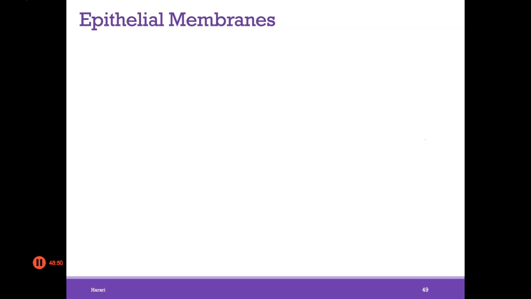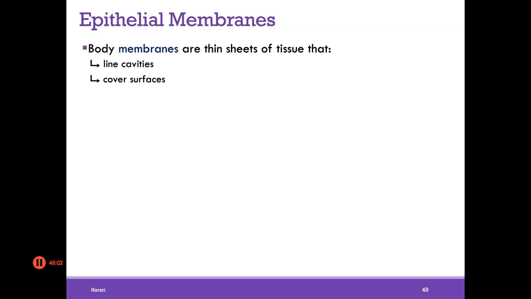So now let's talk about epithelial membranes. Body membranes are thin sheets of tissue that line body cavities, that can cover the surfaces of organs, and can separate tissues. Right, so body membranes line cavities, cover surfaces, or separate tissues from one another, or separate organs from one another.